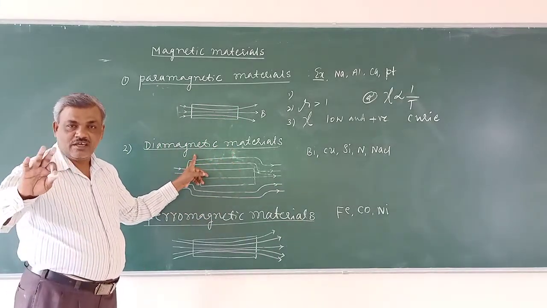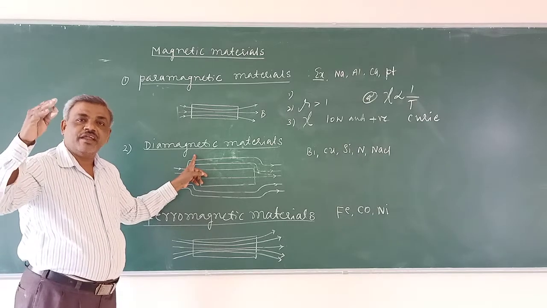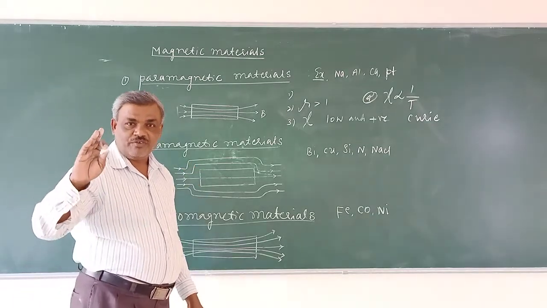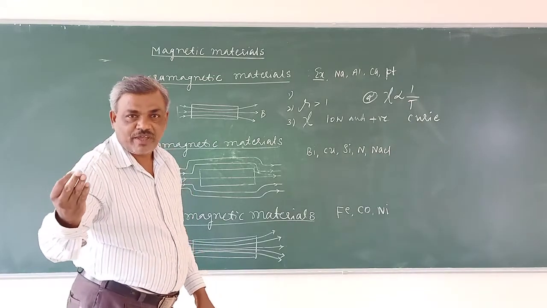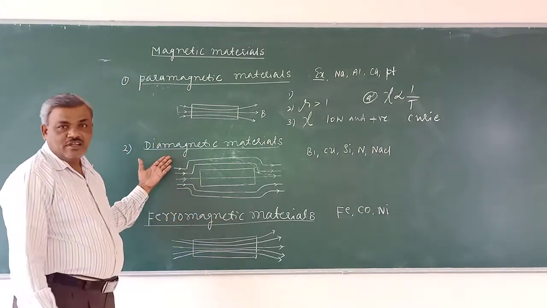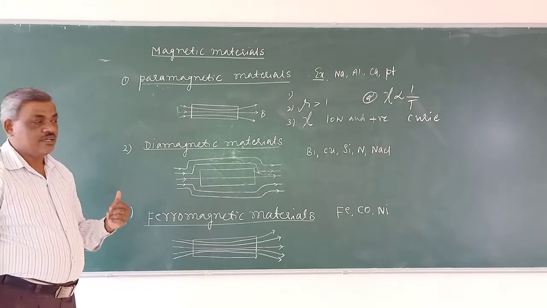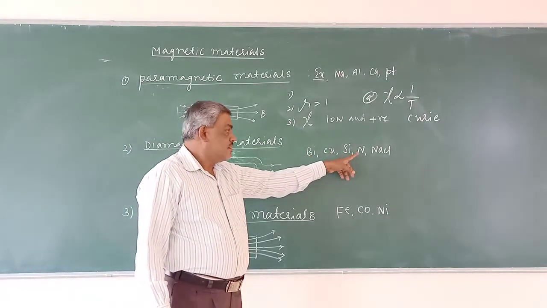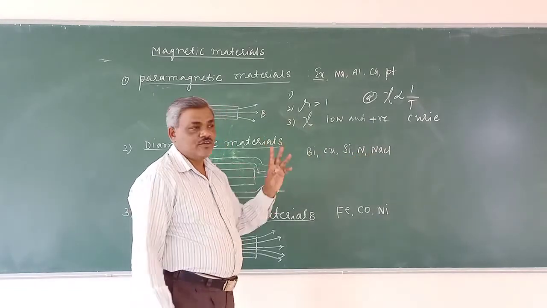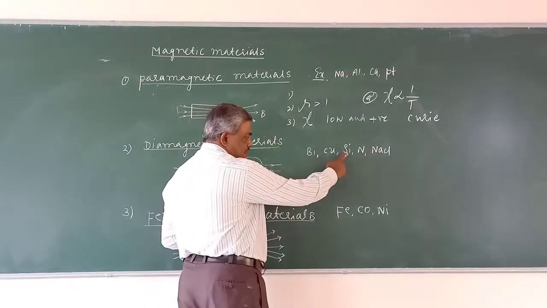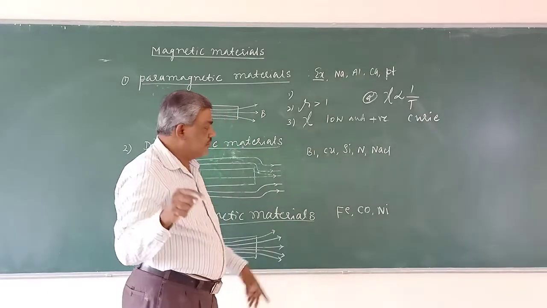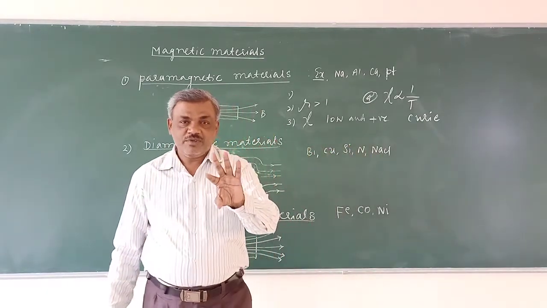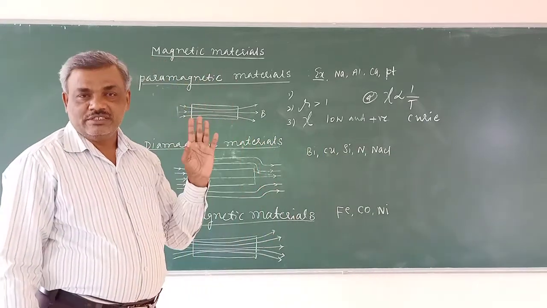Now second, diamagnetic materials. Diamagnetic materials are repelled by the magnet. They move from the stronger region of the magnetic field to the weaker region of the magnetic field. Such materials are diamagnetic materials. Examples: bismuth, copper, silicon, nitrogen, sodium chloride. So Cu, copper, Si, silicon, N, nitrogen, sodium chloride. These are examples for diamagnetic materials.